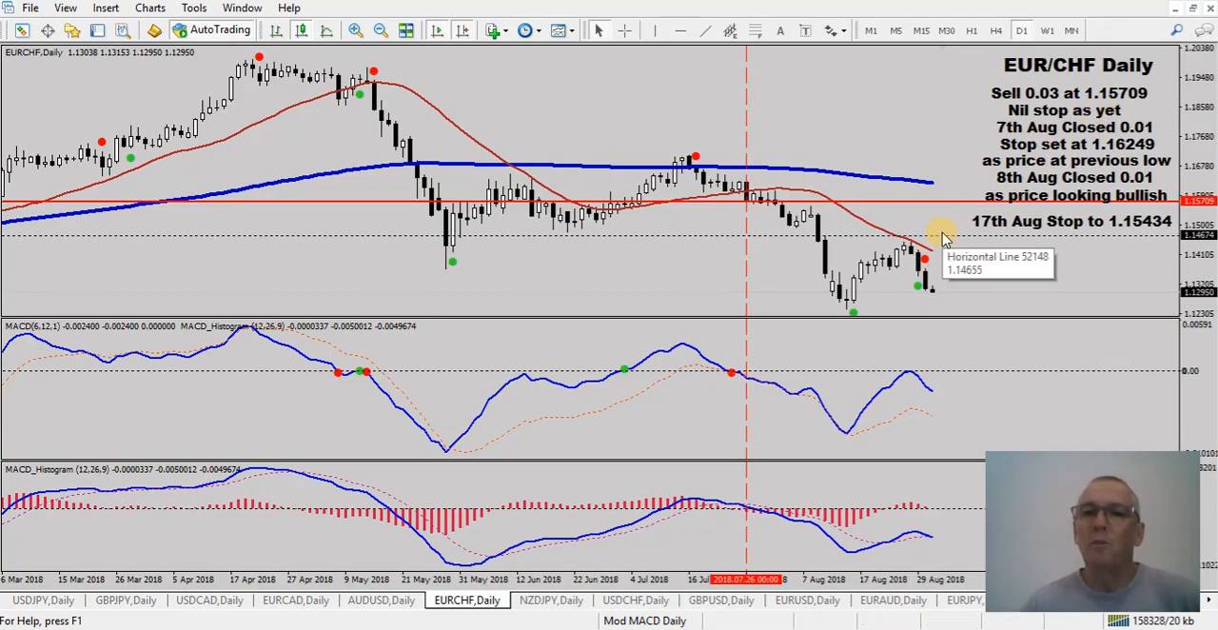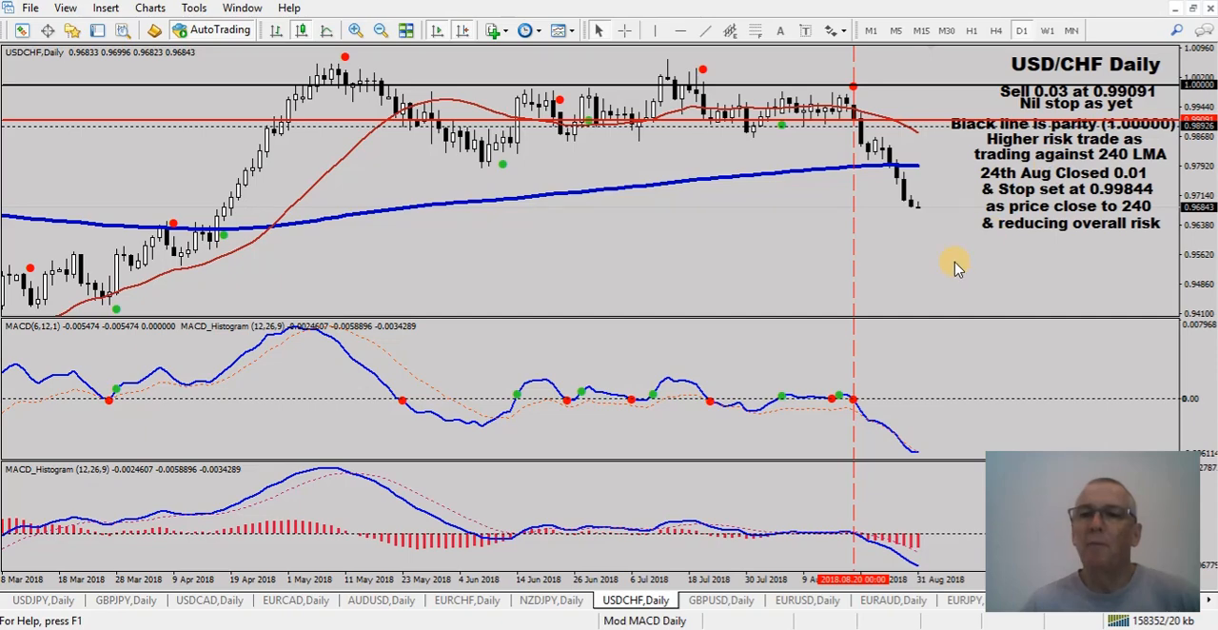Euro Swiss franc, I'm going to sell from back here. Already closed out 2/3. Remember, you can always slow the video down or pause it just to read my notes on the charts. This morning I've just brought my stop down to this previous little high here at 1.14674. So we're in a sell. Euro Swiss looking pretty good. 1/3 still in play.